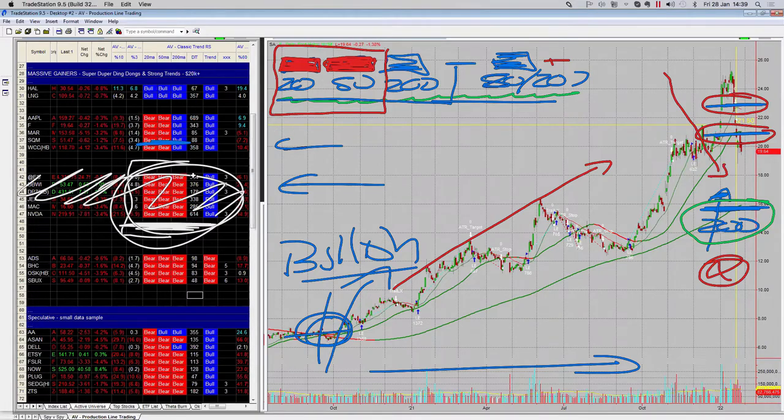I've not yet looked at any one chart other than Ford so that we can illustrate what, mix and match, spot the difference. And this is what it looks like on the charts. And this is what it looks like on the watch list. So now I've got one, two, three, four, five stocks that look like they're dipping in the context of a trend.